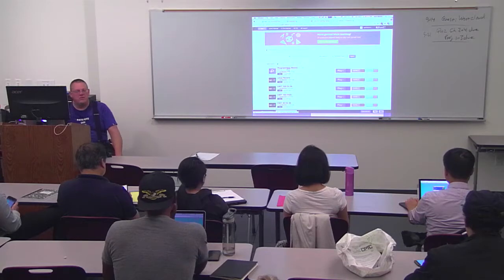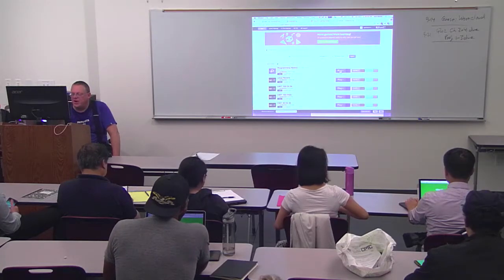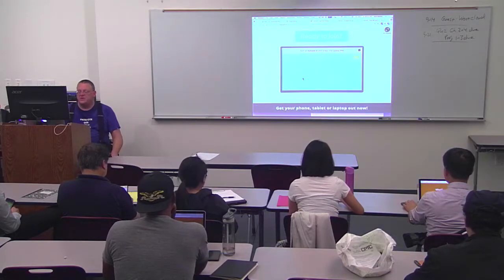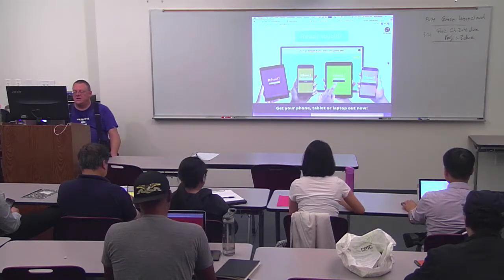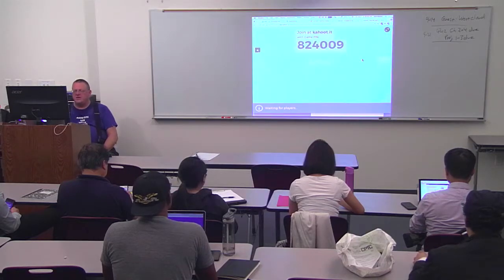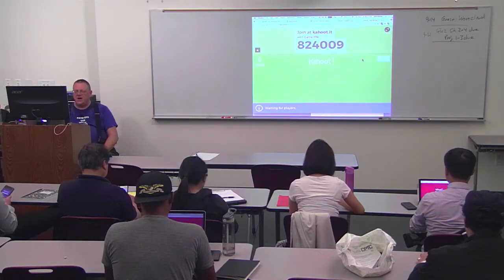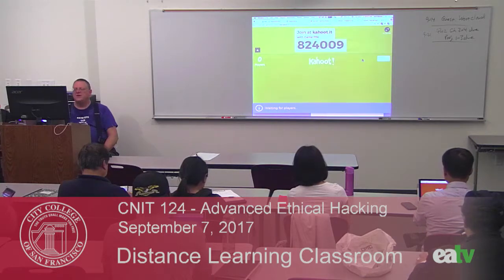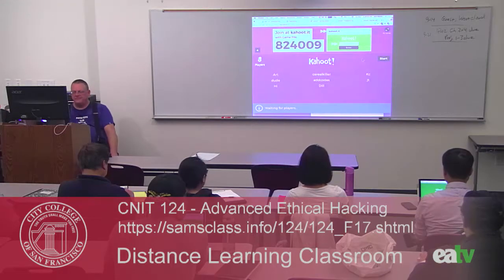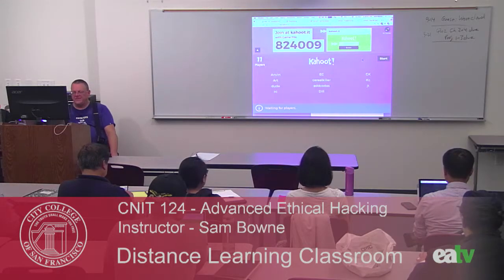The next one is a simple review of what we just did in programming, and then I'll demonstrate some new attacks. So, I did it right. All right, good. 824009 is the number to join. 824009. Good.